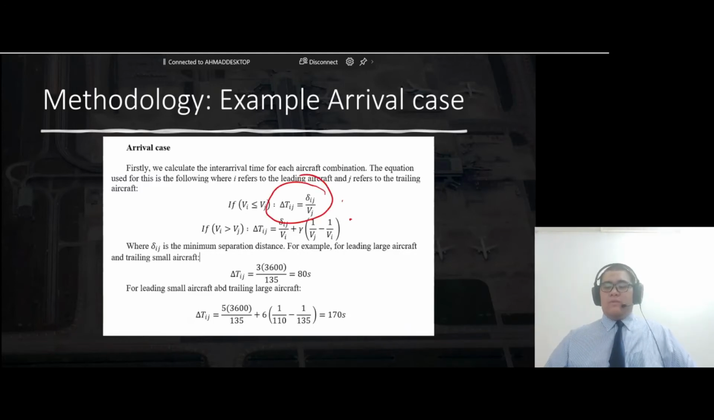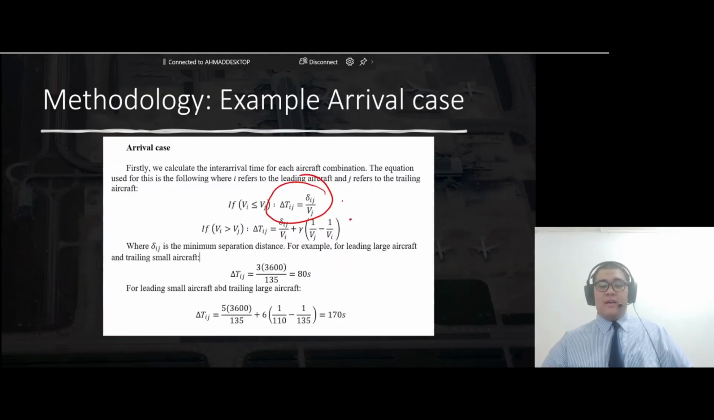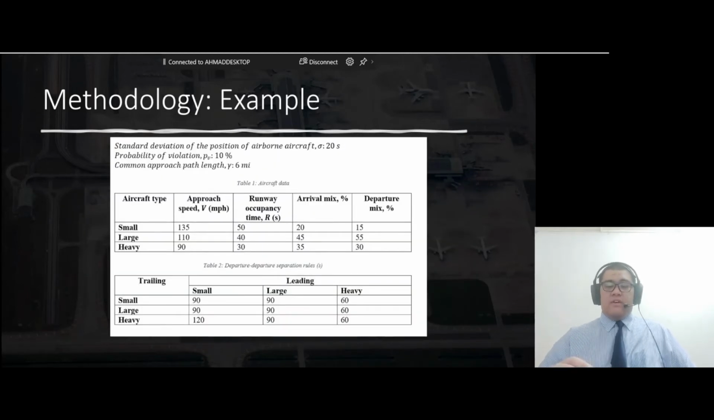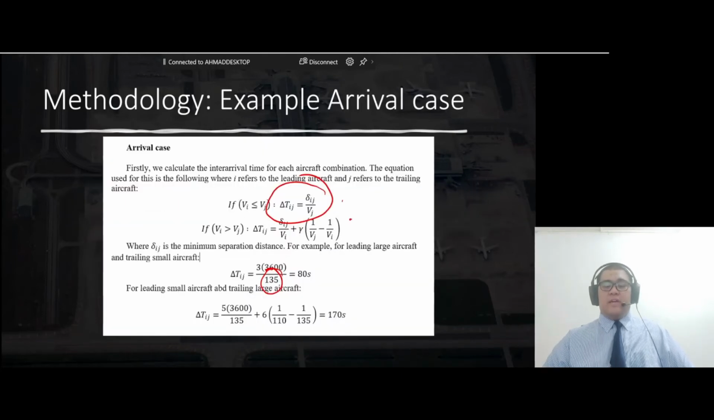We will have 3 times 3600 over 135, because the unit was in miles per hour and we want that in seconds. 3 because for a leading large aircraft and a trailing small aircraft, the arrival separation rule is 3 miles. And we calculate that and we get 80 seconds. I forgot to mention, we have 135 here. That is taken from here, the approach speed of the small aircraft, which is 135 miles per hour. So that is going to be 80 seconds.